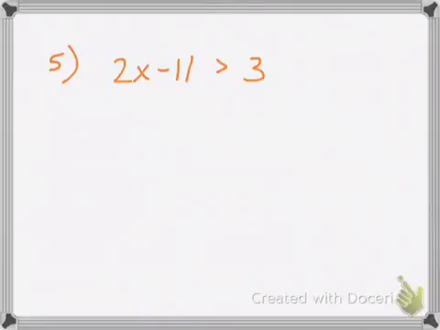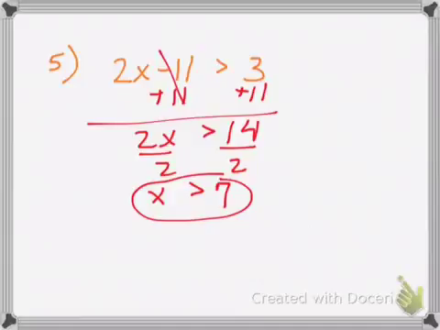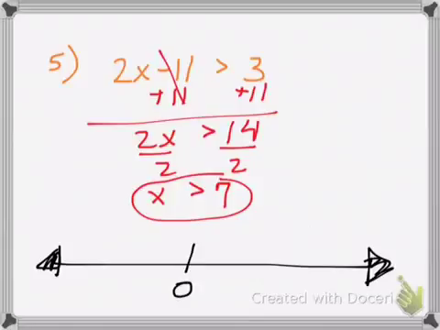Let's see how you did with number 5. 2x plus 11 is greater than 3, so I subtract 11 from both sides. Bring down my 2x is greater than 3 minus 11, which is negative 8. Divide by my coefficient. I get x is greater than negative 4. Then I plot it. Mark off 0. Plot negative 4. Greater than, I use an open circle. So it's saying any number that's greater than negative 4, so anything to the right of negative 4, will make my inequality true and be a solution to my inequality.